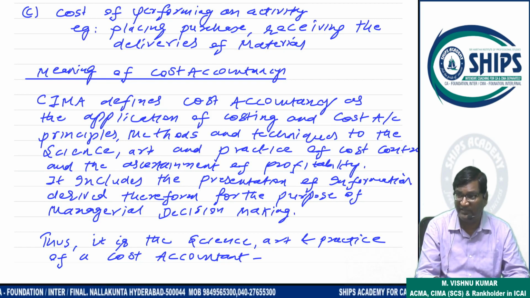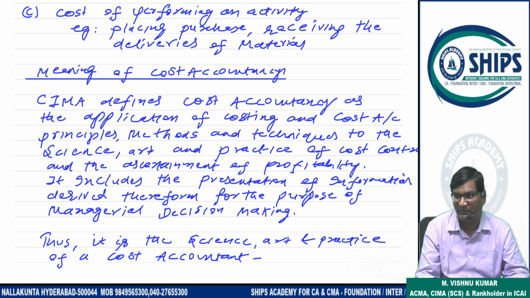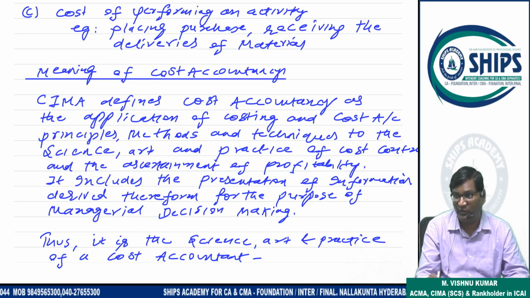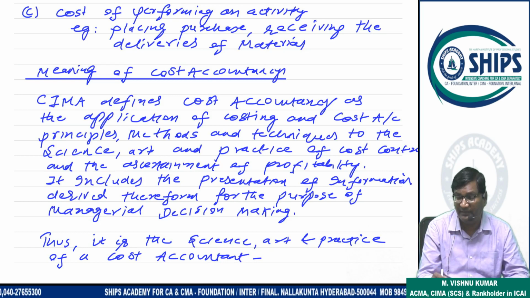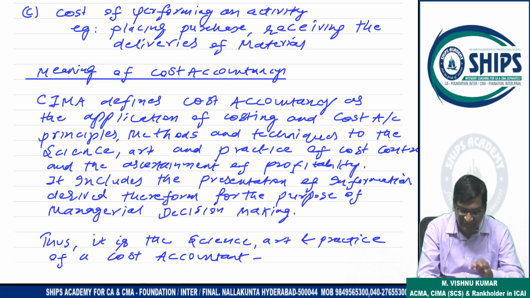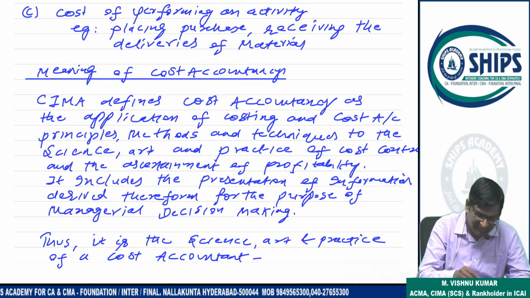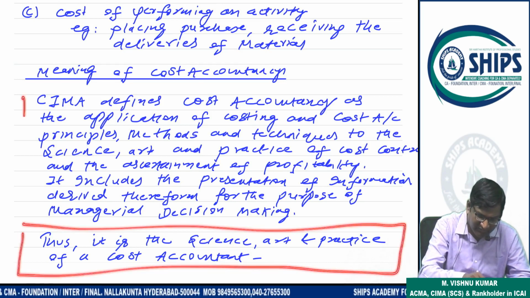Because ultimately who has to take the decision? Decision has to be taken by the managerial level people. So on what basis will they decide? Some input should be provided to them. So this cost accountancy will provide the useful information to managerial level people for decision making. Okay, so in simple words, if you want to write, this is the answer. If you want the CMA definition, this is the answer.